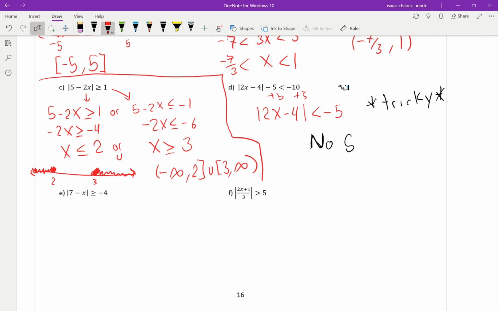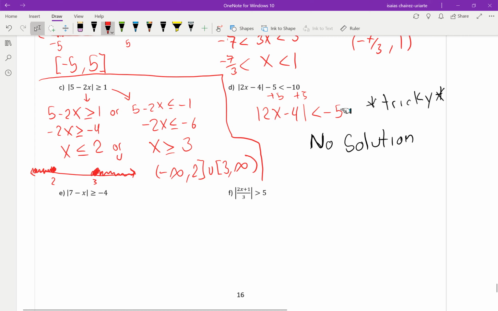Sorry, no solution. Why? Because this part on the left hand side of my inequality will always be positive. The smallest it can be is 0. So 0 or positive. The -5, well, is negative. So no matter what choice of x I make, I always have something positive, and something positive is not less than -5. So this has no solution.